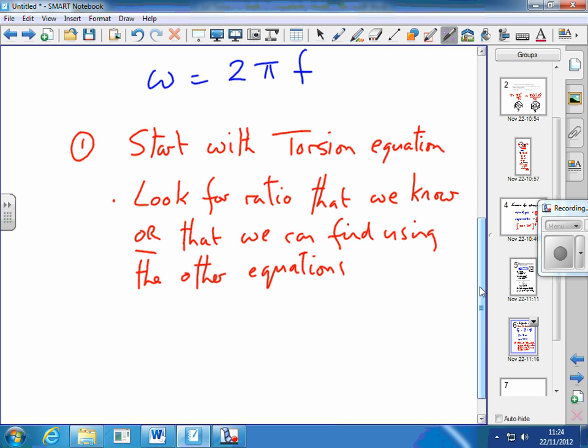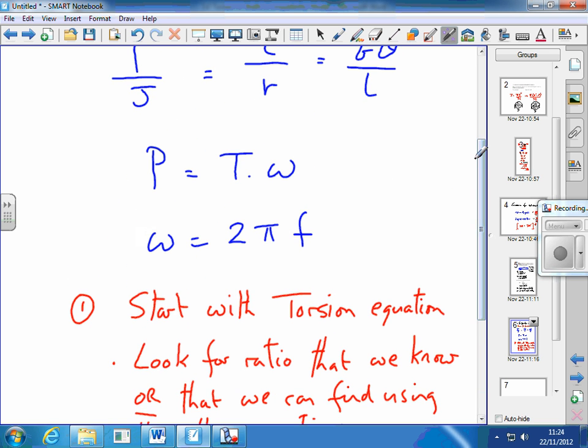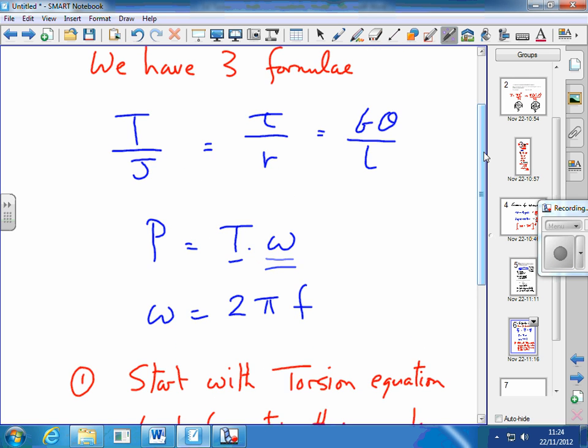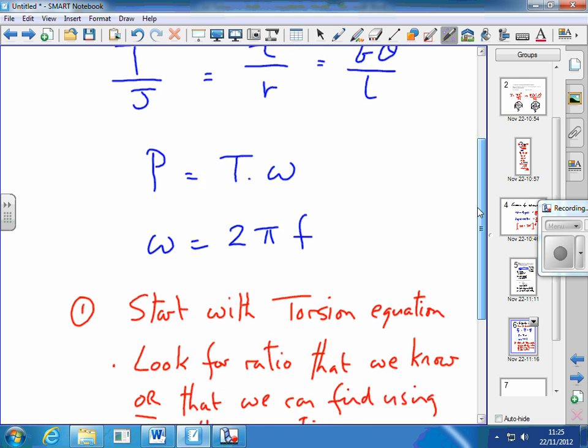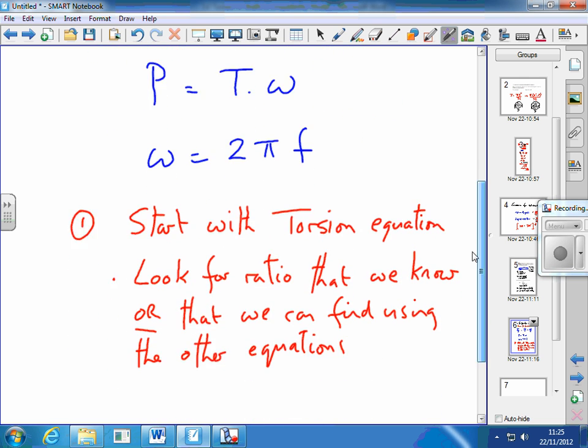So as soon as you see power coming into it or frequency, you know that I'm going to be concerned with the angular velocity here, which means I can use this equation to find the torque. So I know this value in here. And in that case, I probably need to find out what J is. So I need those other formulae for the polar second moment of area.